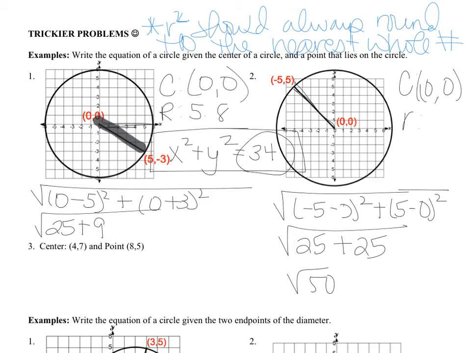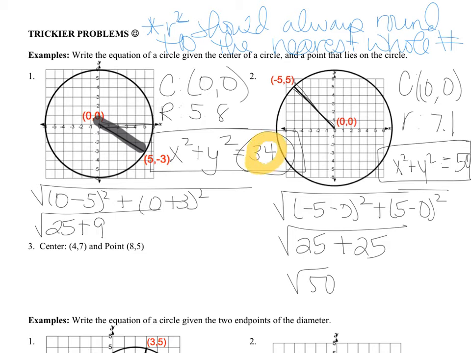So the square root, if I can work a calculator. Square root of 50 is 7.1. So I'm good to write my equation. x² + y² = 7.1 squared. 50.41, which rounds to 50. And I'm done.